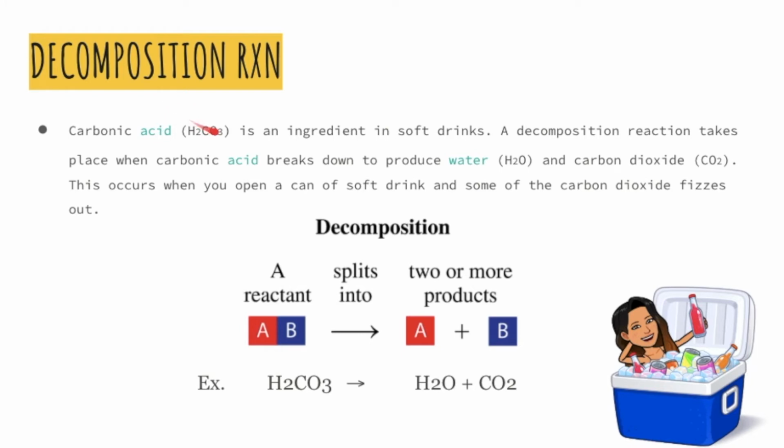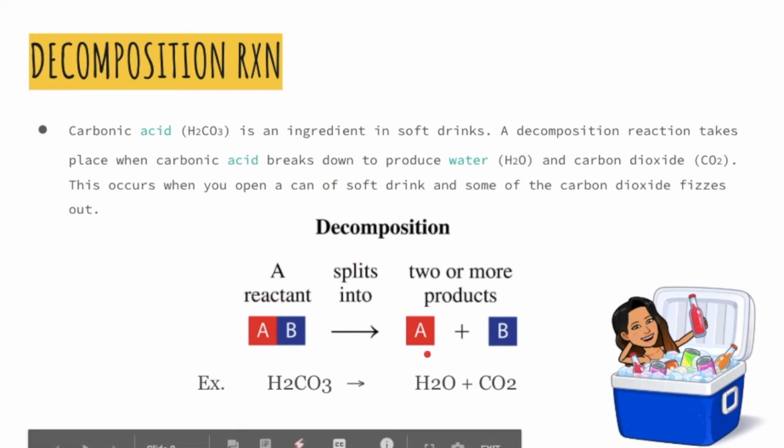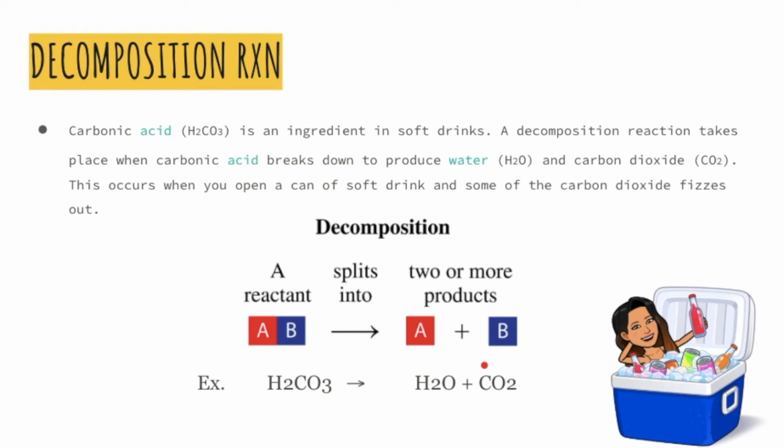So carbonic acid, which is H2CO3, is going to be an ingredient you can find in your soft drinks. So every time you open up a soda can, a decomposition reaction is actually going to take place. Your carbonic acid is going to be split into 2 or more products. Here we get H2O, which is water, and CO2, which is carbon dioxide. That production of the carbon dioxide from this decomposition reaction allows you to get that fizzy bubbliness in your soda.